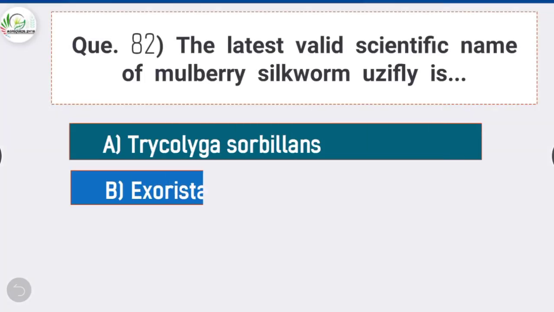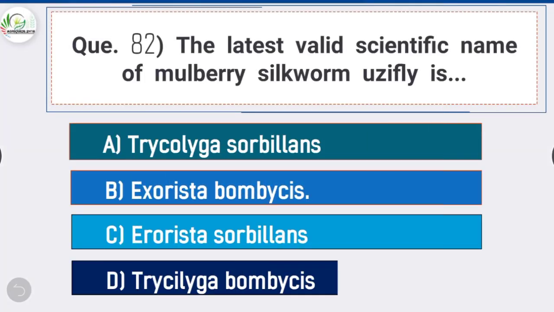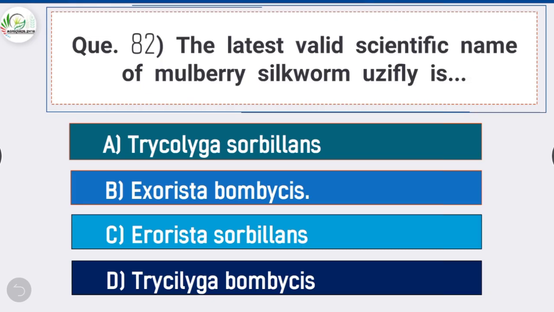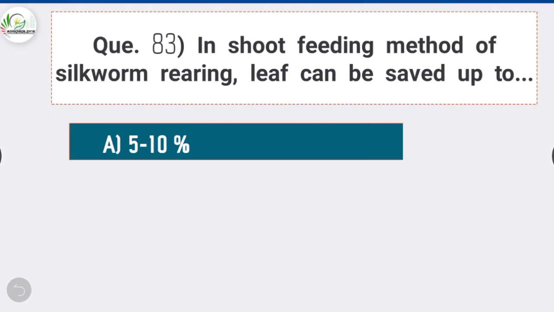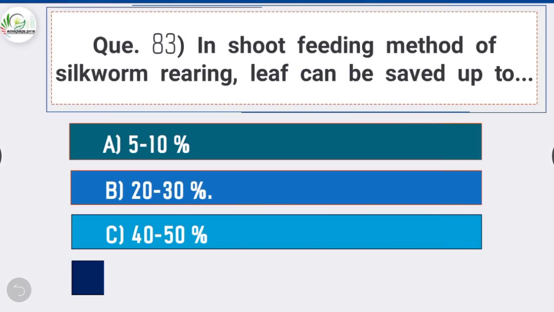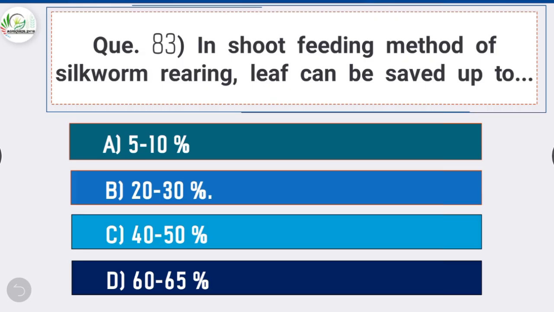Question number 82. The latest varied scientific name of mulberry silkworm oozifly is, and the correct answer is option B, Exorista bombycis. The latest varied scientific name of mulberry silkworm oozifly is Exorista bombycis. Question number 83. In shoot feeding method of silkworm rearing, leaf can be saved up to, and the correct answer is option B, 20 to 30%. In shoot feeding method of silkworm rearing, leaf can be saved up to 20 to 30%.